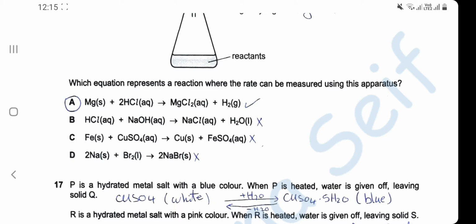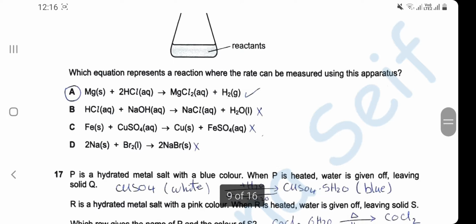Magnesium plus HCl will give you magnesium chloride plus hydrogen gas. The second one, HCl plus sodium hydroxide. This one is acid and base. It's a neutralization reaction. It will give you sodium chloride and water, salt and water. No gas formed here for B. It's wrong.